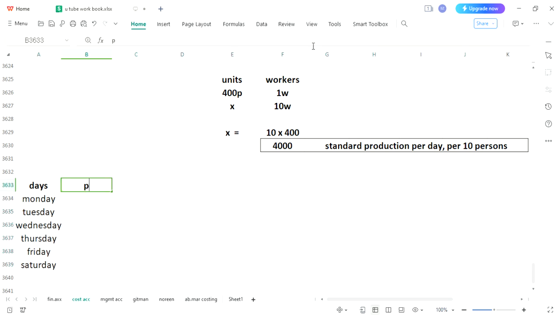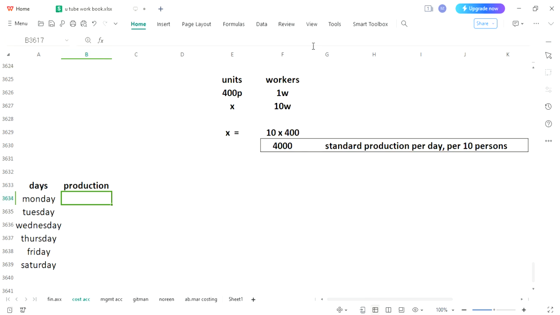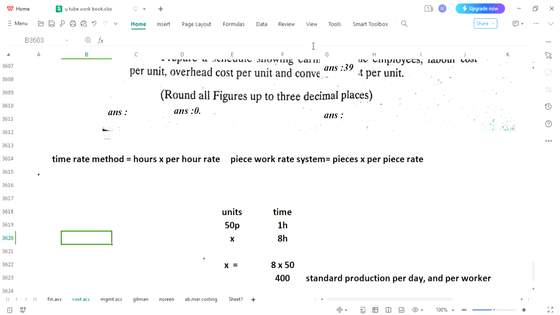In these days, their production would be mentioned, and we will follow the question accordingly. So here you will write the production each day of 10 workers: 38, 45, 46, then we have 44, 28, 45.